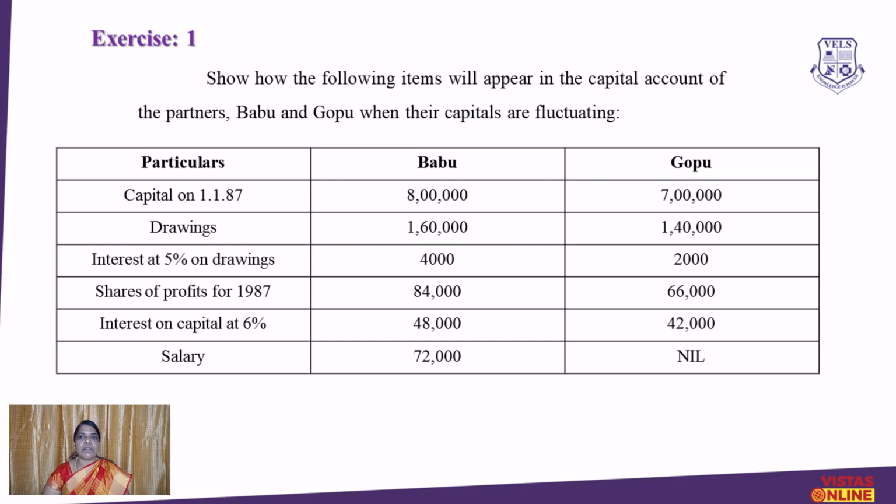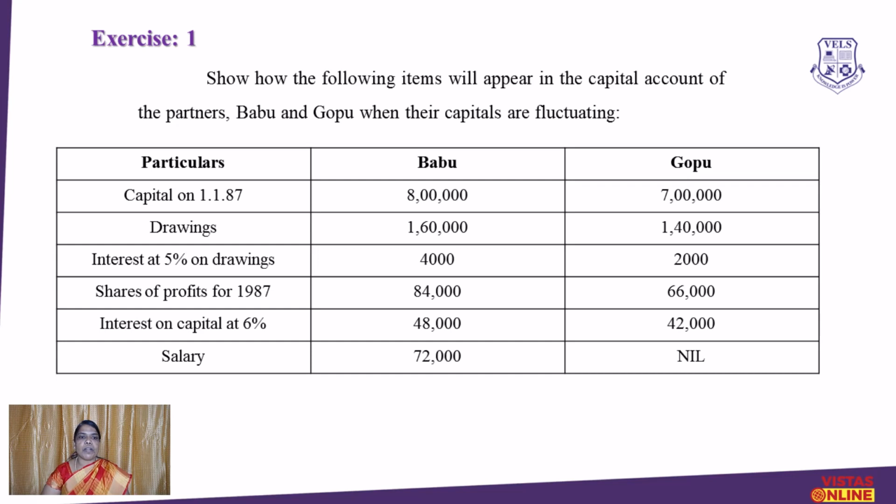when their capitals are fluctuating. Partners Babu as well as Gobu are there. The particulars column: capital on 1-1-87, Babu 8 lakhs, Gobu 7 lakhs. Drawings, Babu 1,60,000, Gobu 1,40,000. Interest at 5% on drawings, 4,000 for Babu, 2,000 for Gobu.